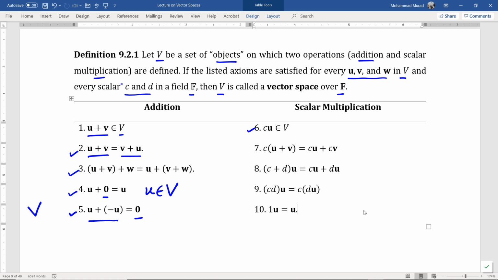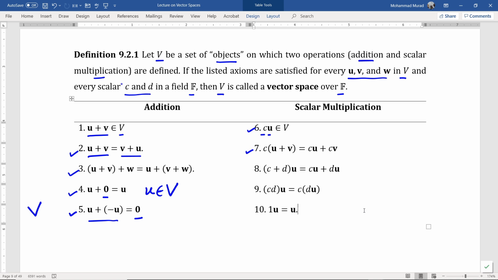Property 6. For every scalar c in the field F and every element u in the set V, the scalar multiplication cu is also in the set V. So for every element u in the set V, the scalar multiple is also in the same set V. This property is called the closure of scalar multiplication. The set V is closed under scalar multiplication.